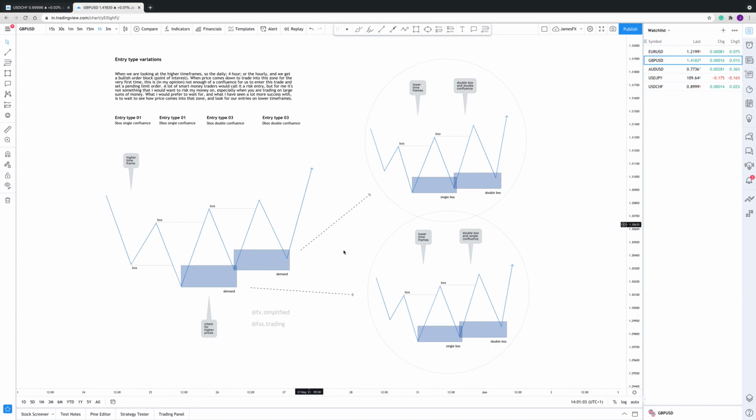Now entry type 2 would be waiting for the double BOS, which basically means, as it shows here, we want to see a break of structure. It could pull back. It hasn't got to mitigate this level here. It could pull back and then break structure again. That's still considered a double break of structure for me.